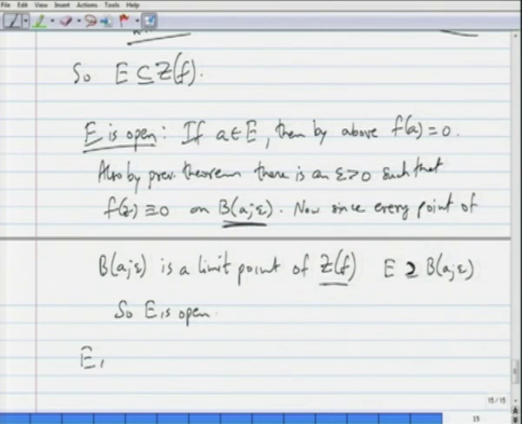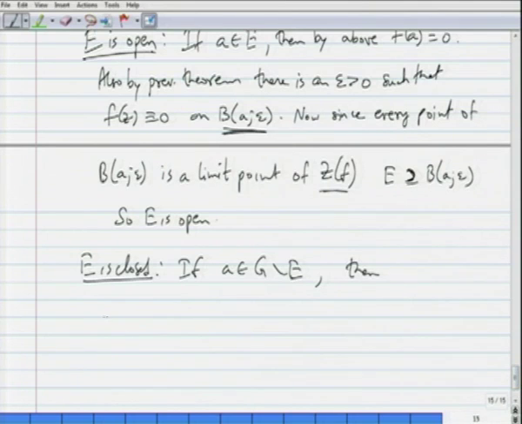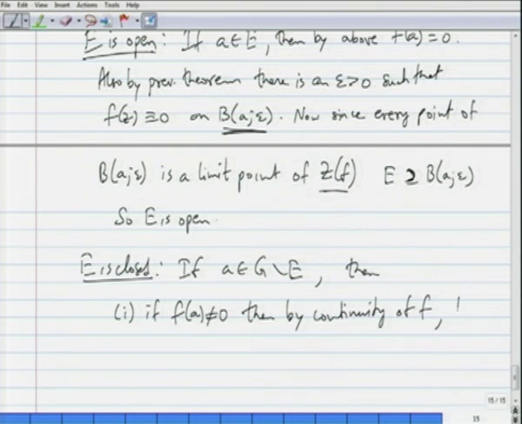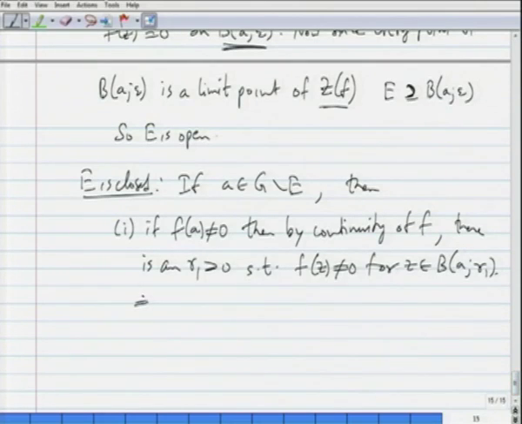Likewise, we can show that E is closed. What is the argument for E is closed? If A belongs to the set G minus E, then we will do this in two cases. Case 1, if f of A is non-zero, then by continuity of f, there is an R_1 positive such that f of z is non-zero for z belongs to B(A, R_1). And so this implies B(A, R_1) is not in the zero set of f. So it cannot be in the set E. So B(A, R_1) is contained in G minus E.